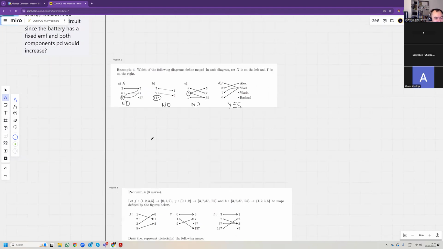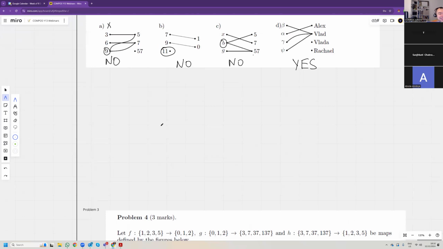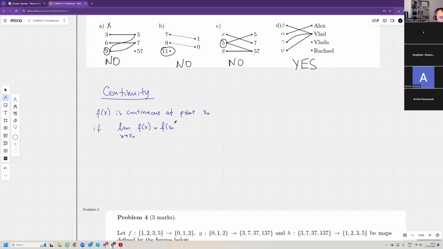Right, so let's talk about continuity. That's an interesting thing. This is a little bit of a sidetrack, but continuity. A function f of x is called continuous at point x0 if the limit of x tends to x0 of f of x is equal to f of x0. That's the definition of continuity.